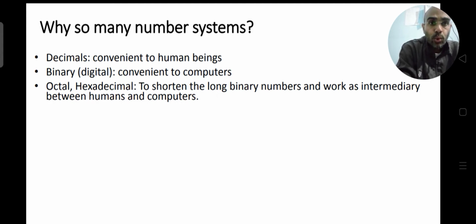So, these number systems work as an intermediary between humans and computers. If we convert the binary number system to octal or hexadecimal, the length of the number becomes very small. The lengths get reduced, and therefore it becomes very easy for humans to remember those numbers. And why do we have to remember those numbers? Because the numbers are usually used to represent various codes.